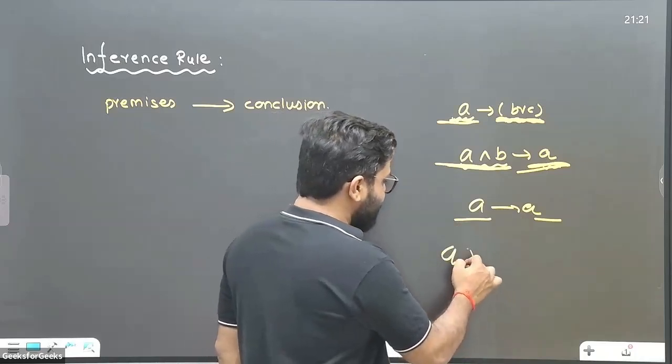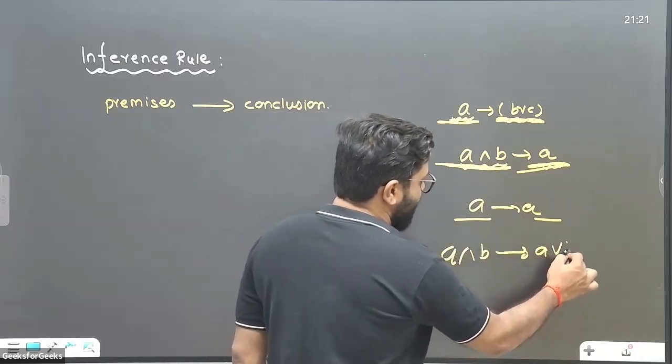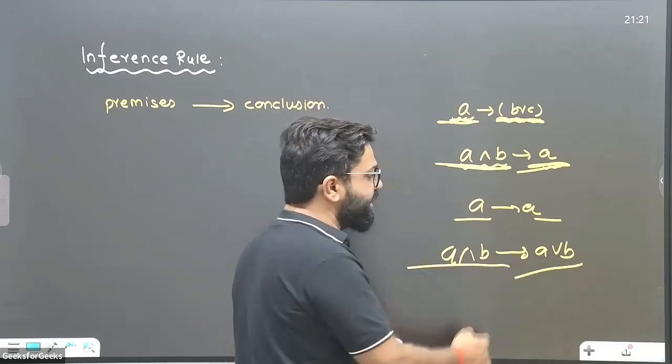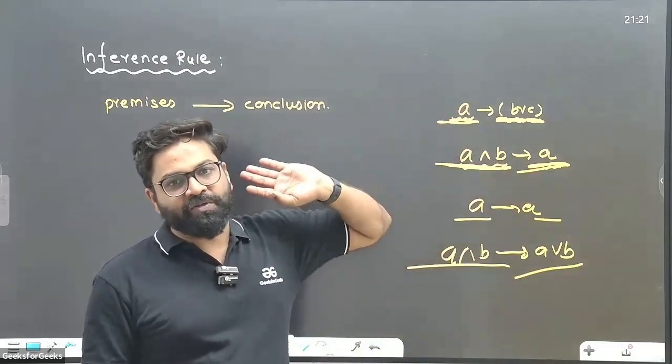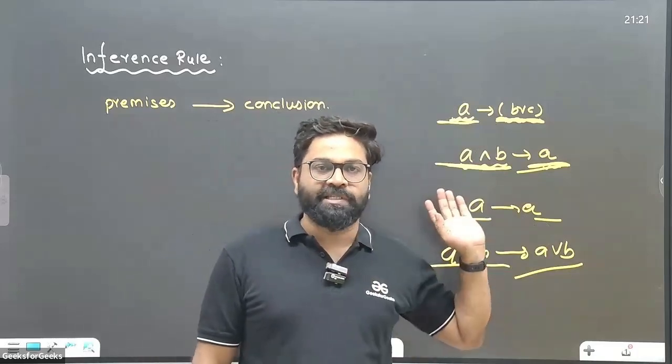Or for example, let's consider this can be compound also. This left side is also compound, and the right side is also compound. So it's not just simple or compound or something like that. It's a very basic concept.